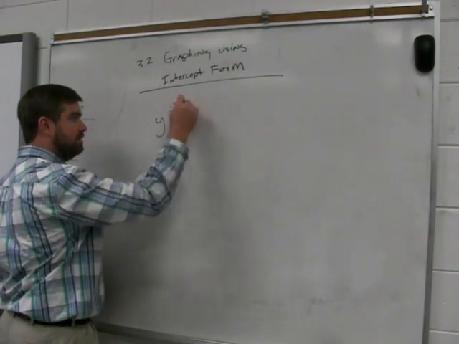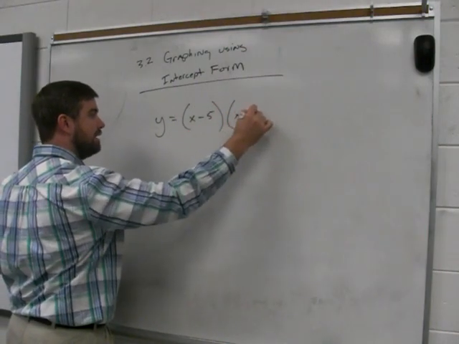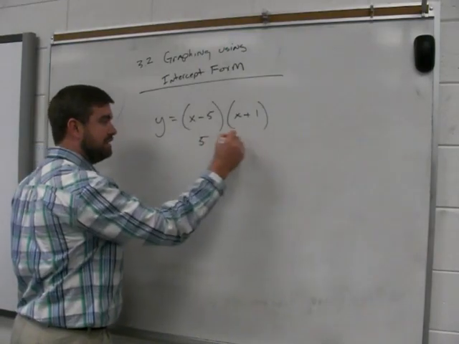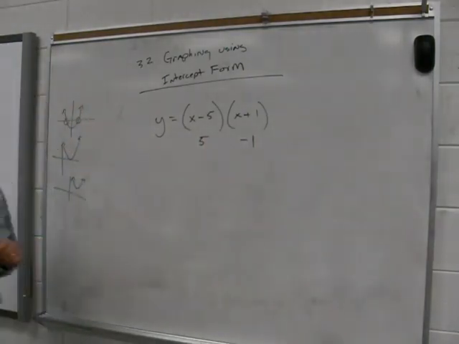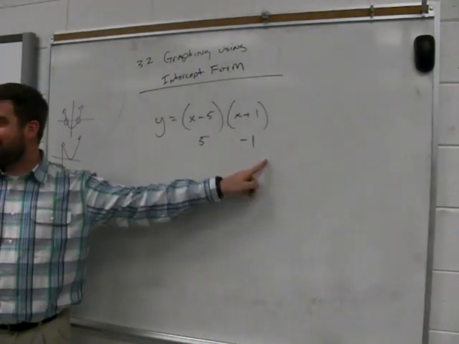Y equals x minus 5 and x plus 1. You're going to know that it's intercept form, or you're going to have an idea that it's intercept form, if there are two sets of parentheses. Okay? Intercept form. The first thing you're going to do is identify what the intercepts are. And it's real easy. You're just going to do the opposite of what's inside the parentheses. In this case, the intercepts are at positive 5 and at negative 1.